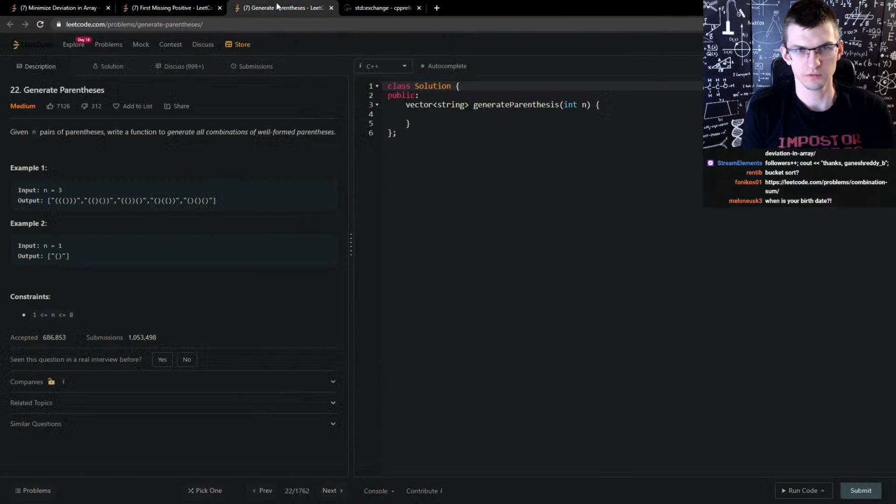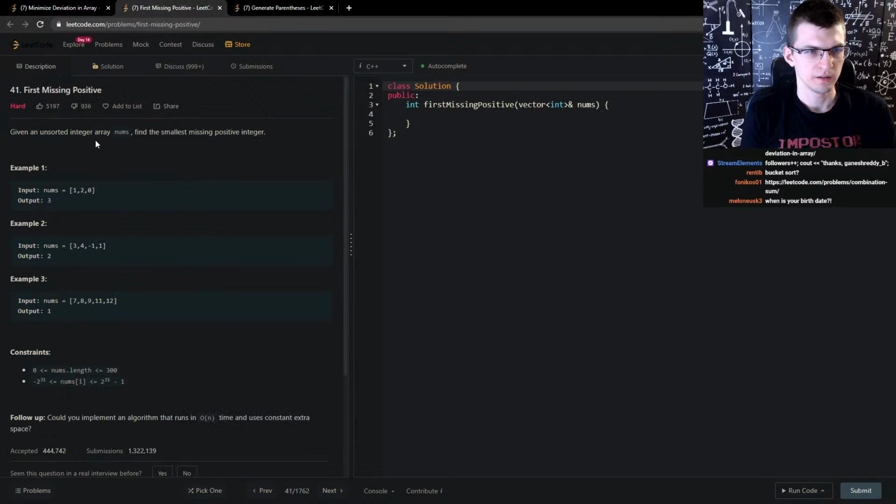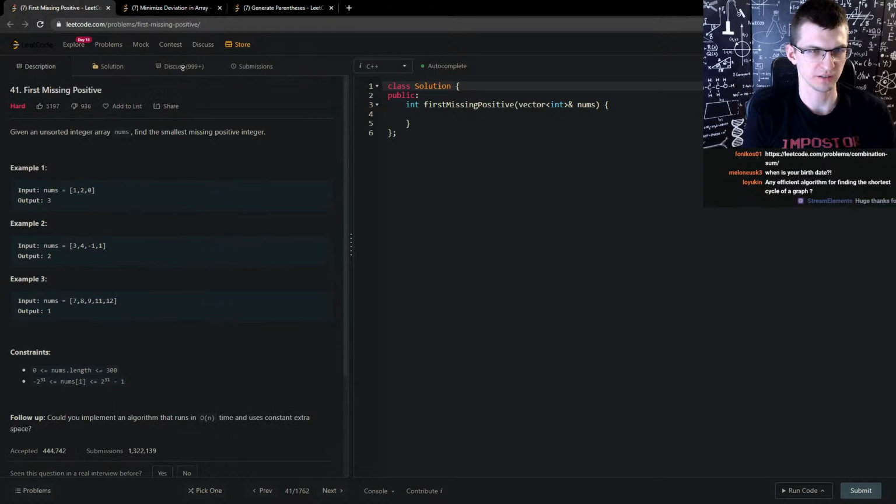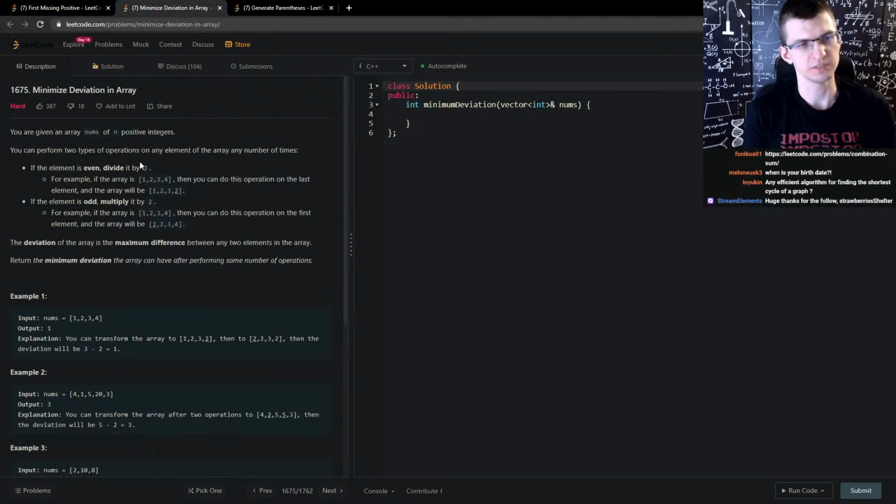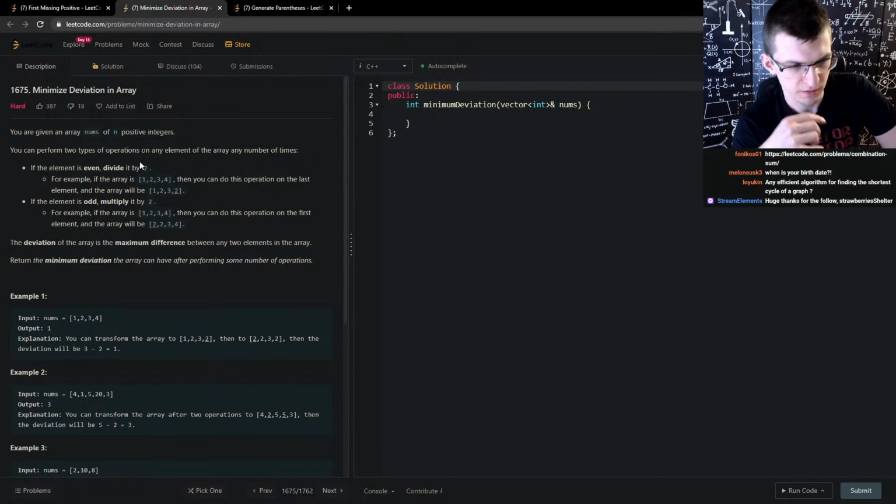Close, close, close. Write a function to generate all combinations of well-formed parentheses. And it's up to 8. First missing positive. This is more like a video problem, I would say. What is this? Minimize deviation. After I choose a problem, I will give you a link.